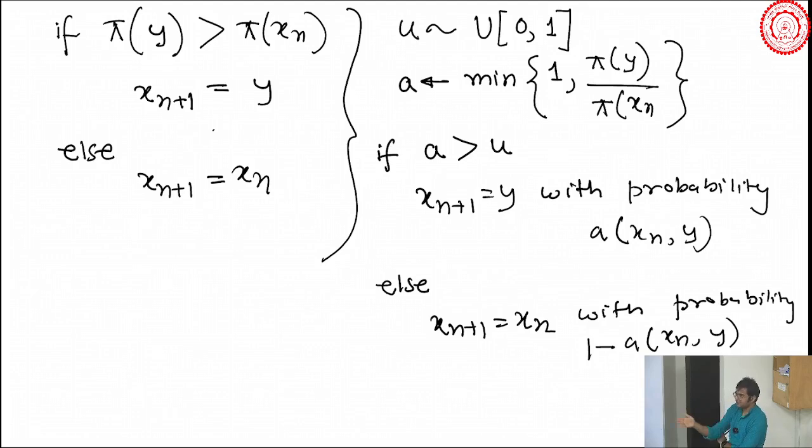Obviously, because in 0 to 1, right? Probability, each point is equally probable, right? Always.